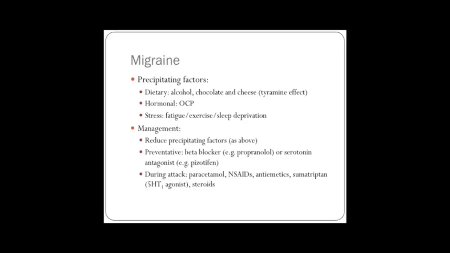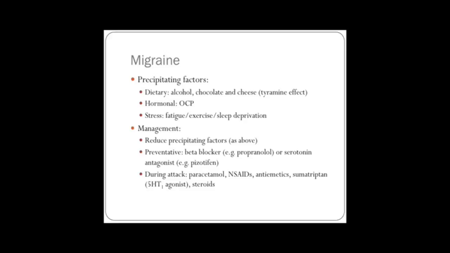Management, as in all problems in clinical medicine, always start by trying to look at reducing the etiology, so trying to reduce the precipitating factors. And then going on to further pharmacological management, there's two areas you want to look at. First of all, trying to prevent the patient getting any attacks of migraine, and then something which they can take if they happen to get an attack. So preventative, the first line is a beta blocker, for example, propranolol. And if that doesn't work, then you can consider a serotonin antagonist like pizotifen.